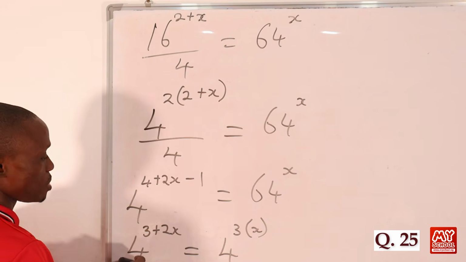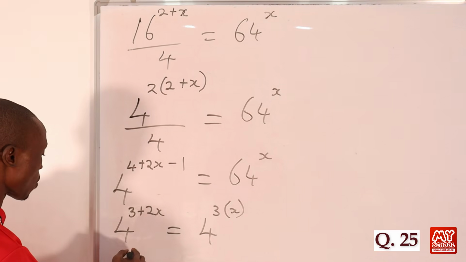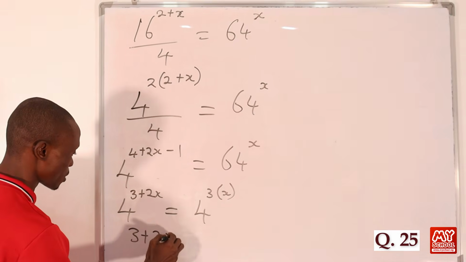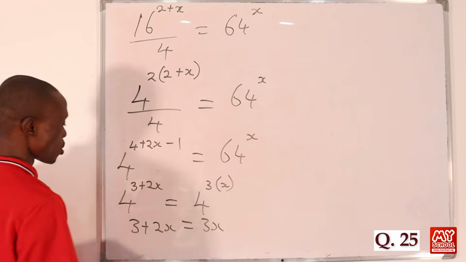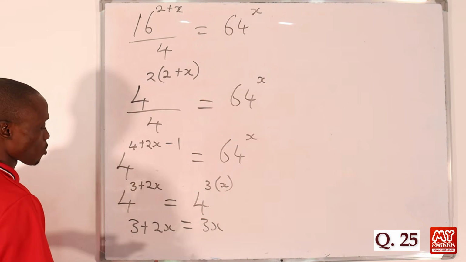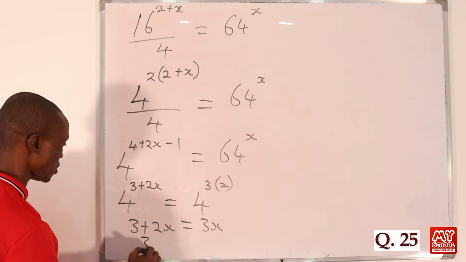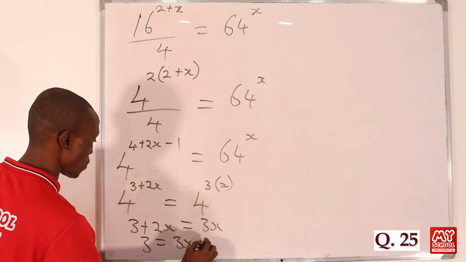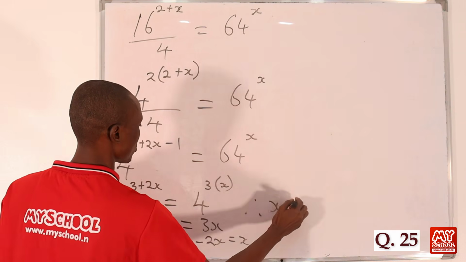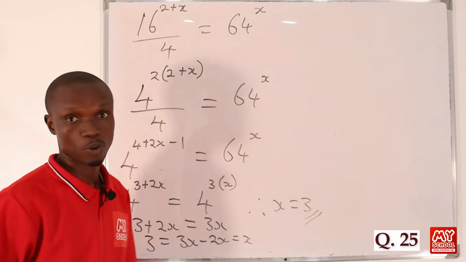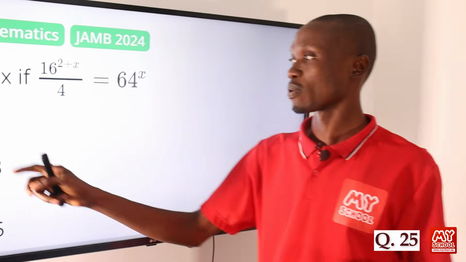Now if you check very well, the bases are the same, so in that case we can equate the powers. So that will be having 3 plus 2x is equal to 3x. So we just make x the subject of formula by moving this 2x to the other side of the equation, so that 3 is equal to 3x minus 2x, and that is equal to x. So we can say that our x is equal to 3. So let's go back to the screen to pick the correct answer to this question, and that is option A, 3.